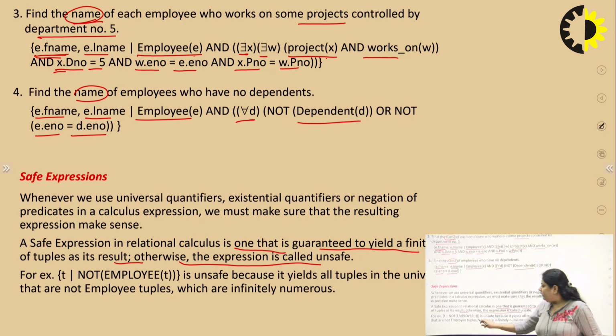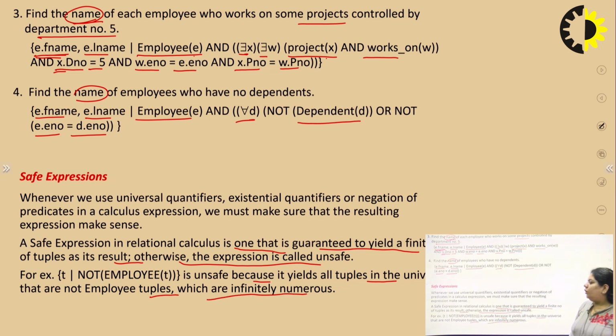For example, if we want to find all tuples in the universe that are not employee tuples, which are infinitely numerous. That means if from the employee table we are finding how many are there which are not allocated to any department, any project, or who are not employees. Actually there does not exist any tuple in that particular table who are not employees, because we are maintaining a table of employees who are working in that particular organization or department. That's why their name is allocated in that employee table. So this would be known as an unsafe expression here.